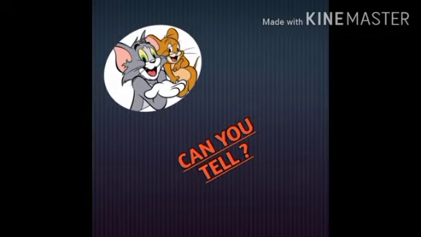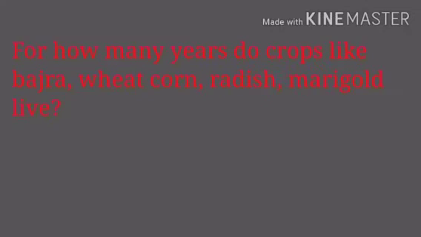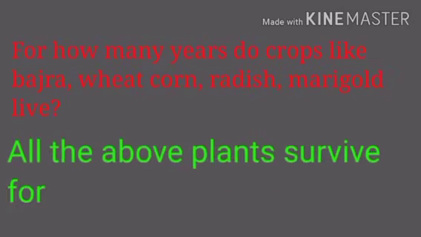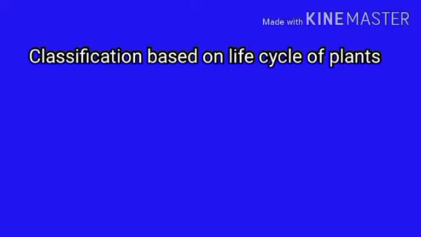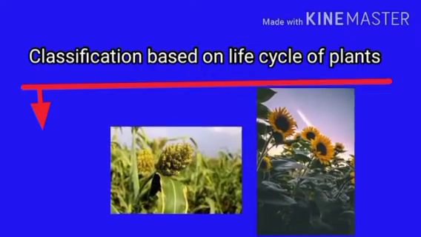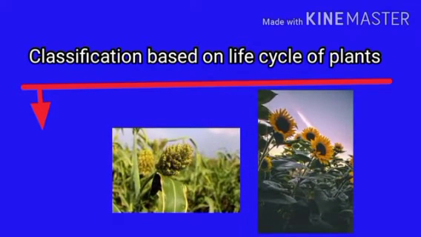Can you tell for how many years crops like bajra, wheat, corn, radish, marigold live? All the above plants survive for about 1 year. Classification based on life cycle of plants. The life cycle of plants like jowar and sunflower is completed in 1 year. These plants are called annuals.